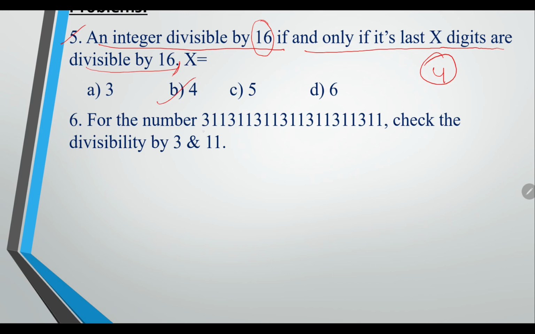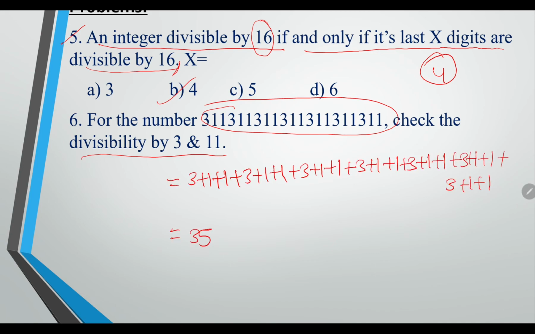For the number, let's check the divisibility by 3 and 11. First, I'll check the divisibility rule for 3. As per the divisibility rule of 3, if the sum of the digits of a number is divisible by 3, then the whole number is divisible by 3. Now let's check this number. When we add the digits, we get 35, which is not divisible by 3, so the whole number is not divisible by 3. And next, let's check for 11.